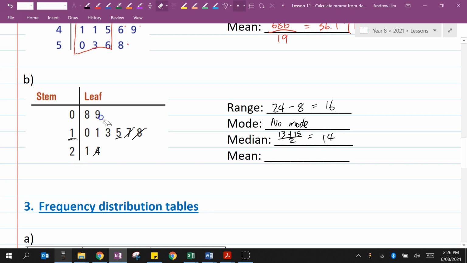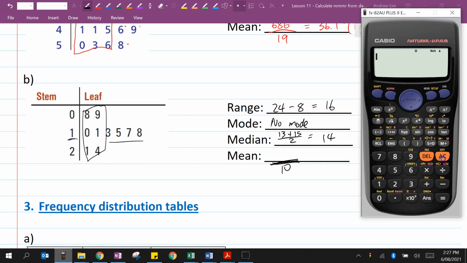Okay, mean. I'm going to add all these numbers together. I'm going to divide it by, that's 6 plus 4 is 10. I'm going to divide it by 10. So we've got 8 plus 9 plus 10 and 11, 13, 15, 17, and 18, as well as 21 and 24. Okay, then divide it by 10.